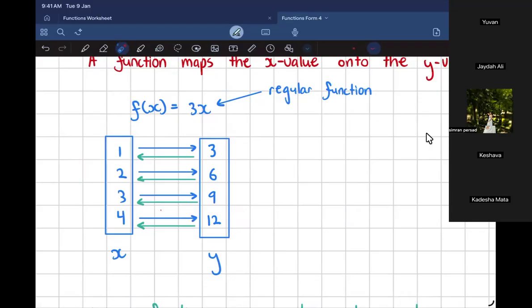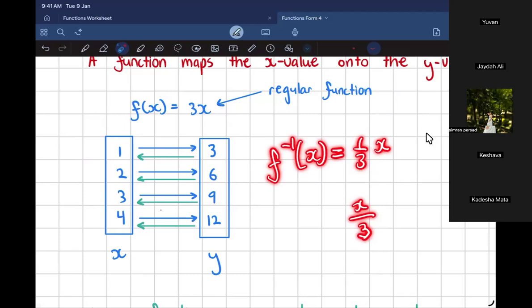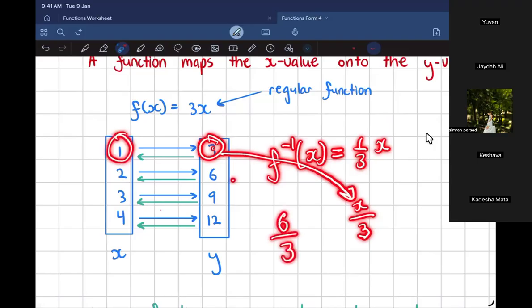Divide. So the inverse function for this example would just be a third of x, or x over 3. Let's see if that works. What is 3 over 3? 3 over 3 is 1. What is 6 over 3? 6 over 3 is 2.